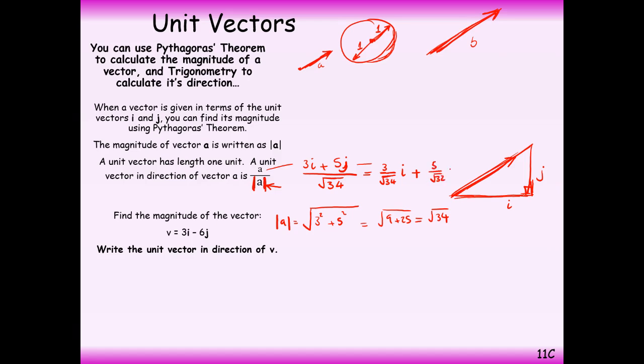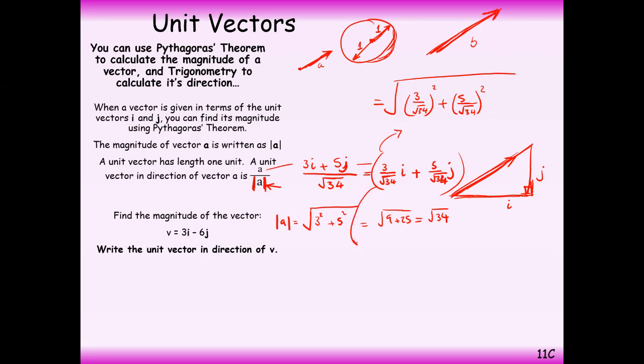This makes sure that when I take this vector and find its magnitude, I will get 1. If you don't trust me, just do it for yourself. What is the magnitude of this vector now? If I take 3 over root 34 and square it, and add 5 over root 34 squared, and then take the square root, I should get a 1.